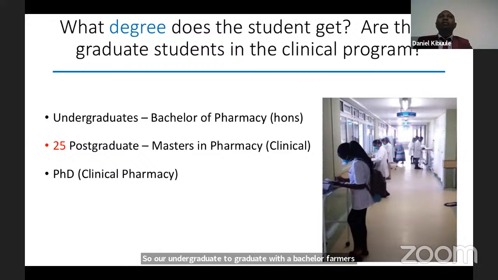And we have so far introduced a Master's in Pharmacy and Clinical Pharmacy, and we have attracted 25 graduates. We are yet to graduate some of the students. As alluded to by my colleague, we also have already a PhD in clinical pharmacy, and would like to attract the graduates from these masters in pharmacy so that there's career progression.